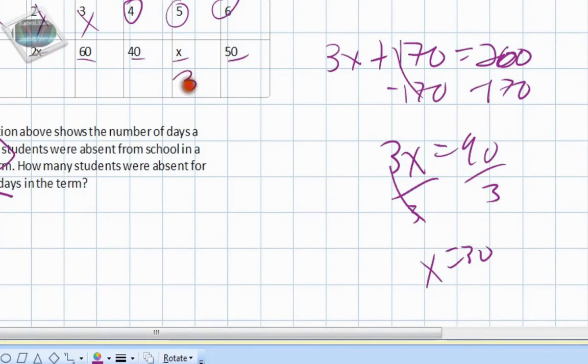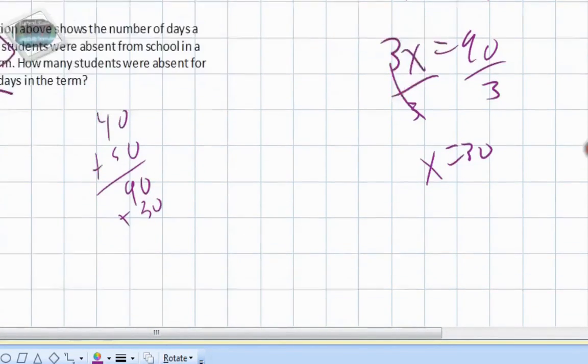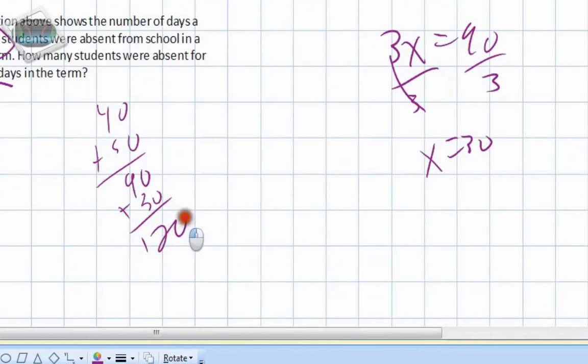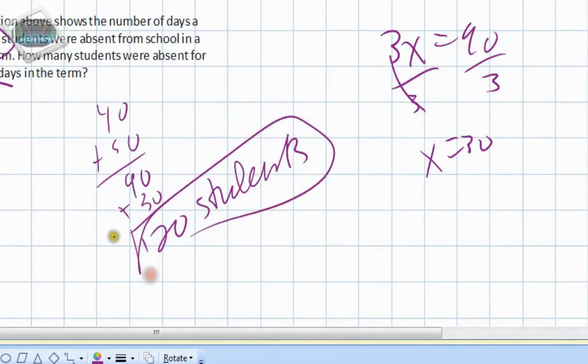Okay, so now we know this much, and then we want to add up these numbers right here. So 40 plus 50 is going to be 90, plus the other 30 is going to be 120. So 120 students were absent for at least 4 days.